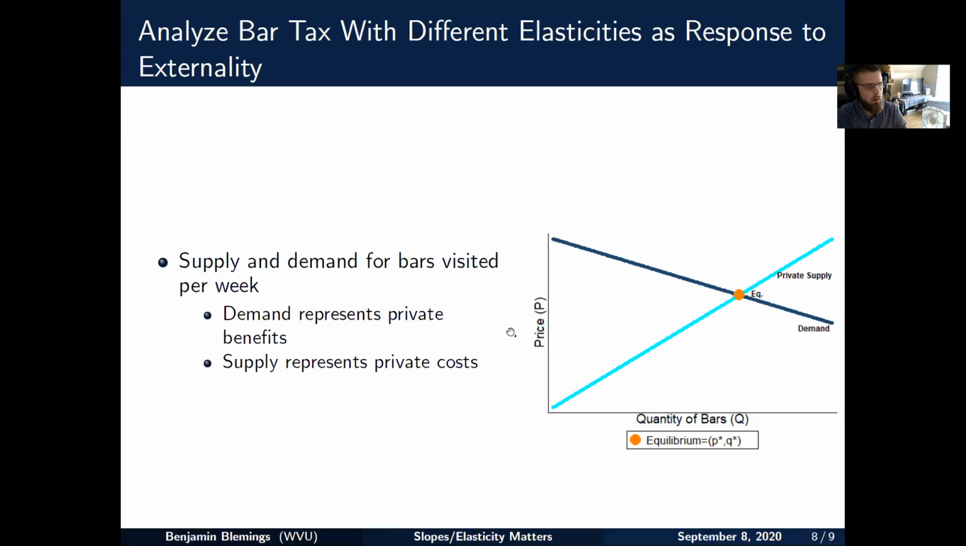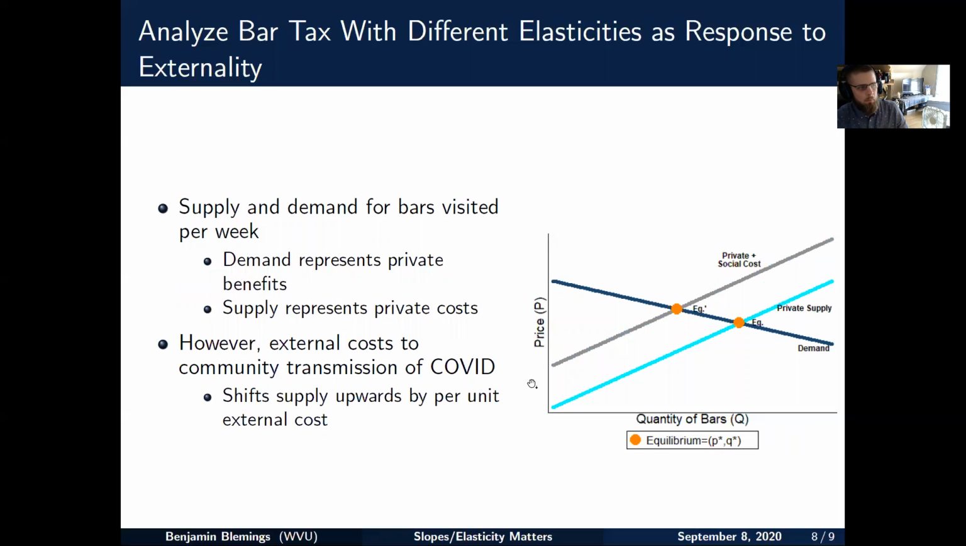So let's talk about going to bars. There's a supply and a demand for going to bars. And in this picture right here, we have only the supply and demand that goes directly to either the suppliers of bars or the buyers of going to bars, and no costs or benefits for people who aren't the ones going to bars.